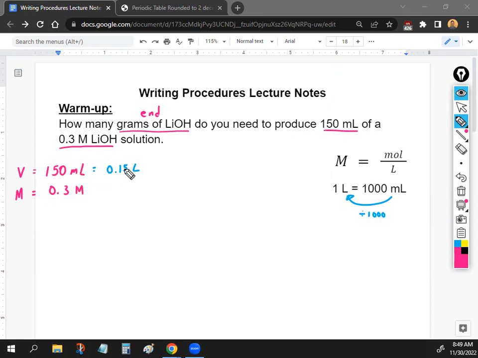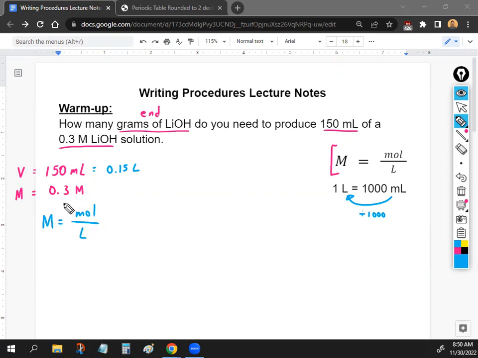Okay, so since we have molarity and liters, it means we're probably going to be using this equation right here, right? We got capital M and we got liters, which means that we can find moles. Okay, so I'm just going to jot down my equation right here just so that we can work with it. So molarity is equal to moles divided by liters.